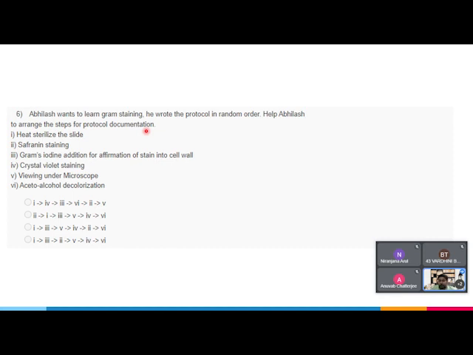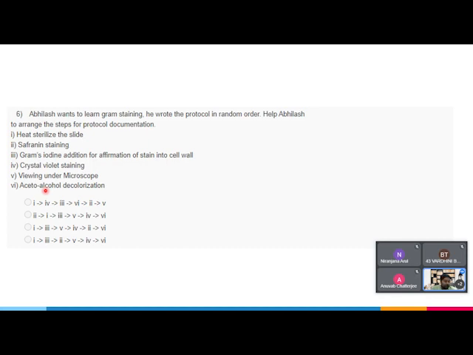The options given here are heat sterilization of the slide, safranin staining, Gram's iodine addition for affirmation of the staining to the cell wall, crystal violet staining, viewing under the microscope, and acetyl alcohol or ethyl alcohol decolorization. So given here are the options. These are circular options, so you can just pick the one that you think is the correct one.